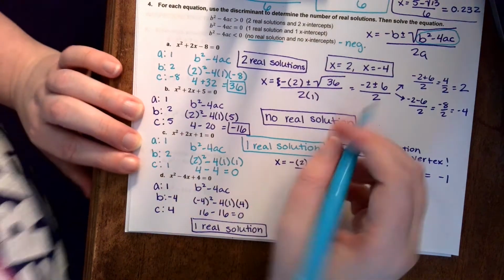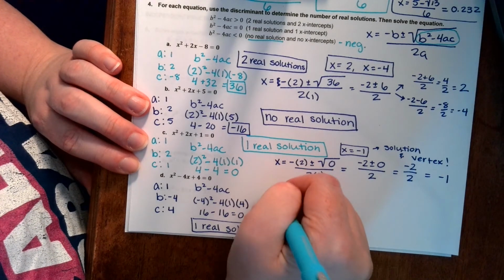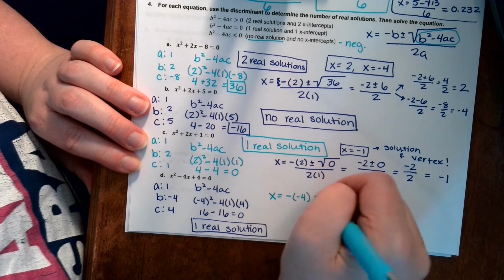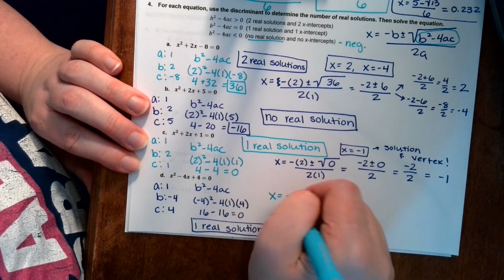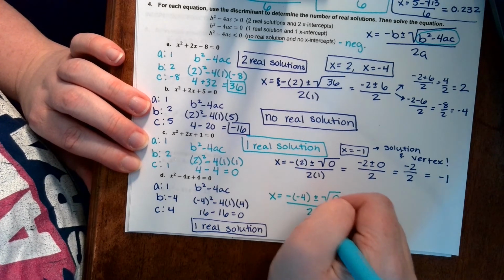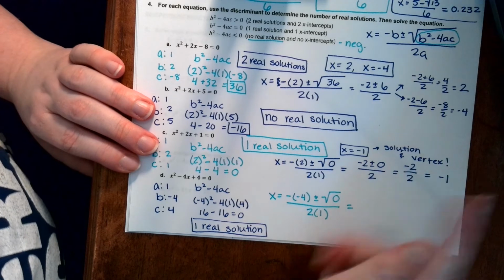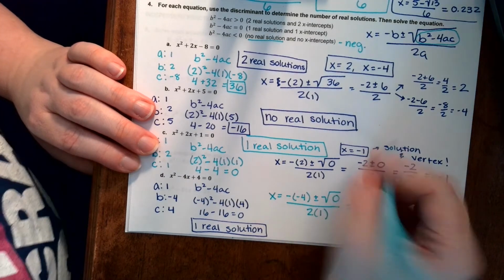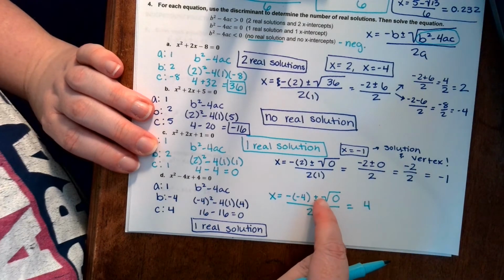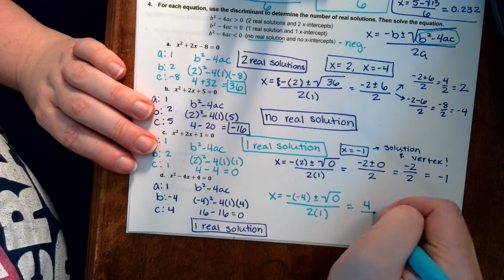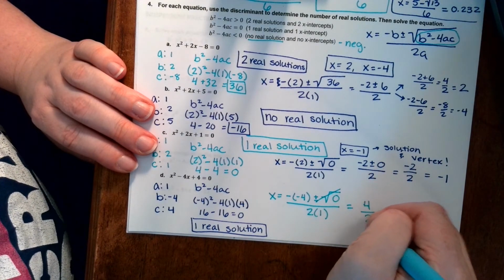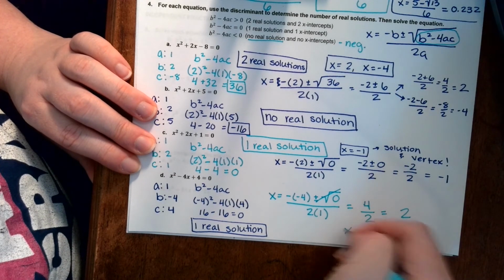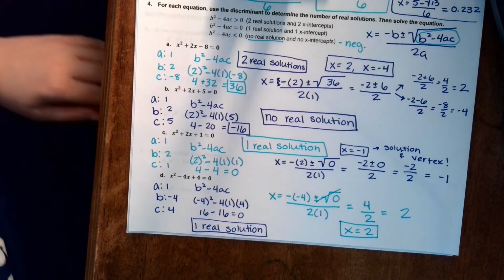Okay, and let's figure out what that one solution is. So we're going to go back to our quadratic formula. X equals negative B plus or minus the square root of our discriminant, which is 0, all over 2a. Negative, negative is positive, so this is positive 4. Okay, we know the square root of 0 is 0, and adding and subtracting 0 does nothing. So we can just cross that out. 2 times 1 is 2. 4 over 2 is 2. So my final answer is x equals 2. And again, that is both the solution and the vertex.